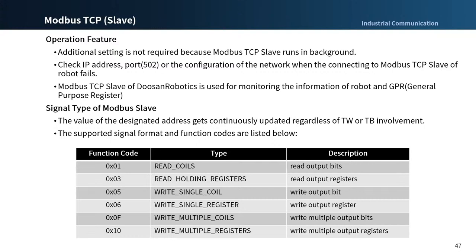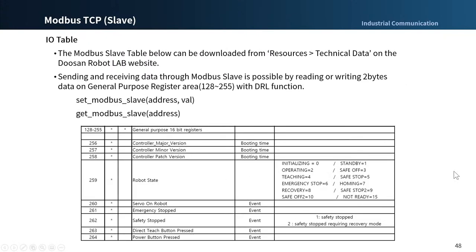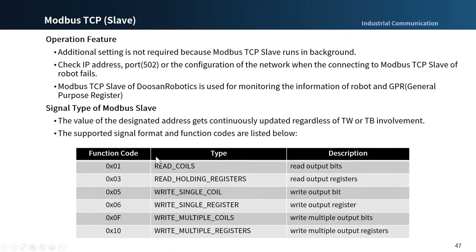The Modbus TCP thread runs in the background when connecting from the Modbus TCP master device with the robot IP address and port 502. It can be used for robot information monitoring and GPR function. For more information, please refer to the I/O table. You can find and download this I/O table on our RoboLab site. And our Modbus slave only provides these 6 function codes.